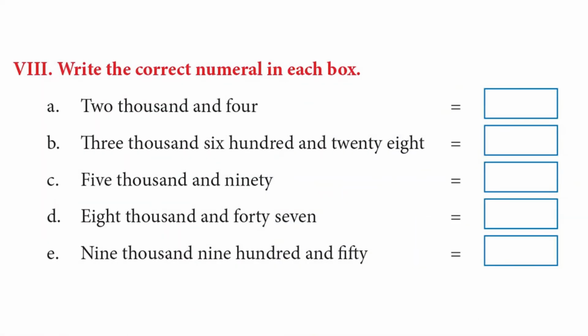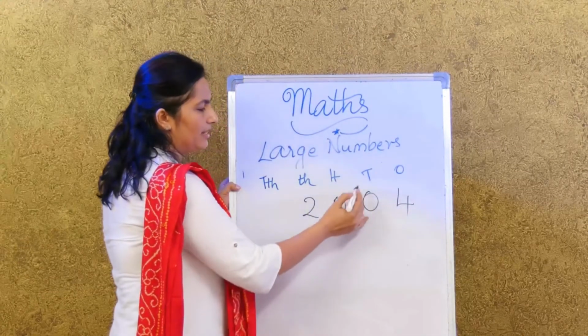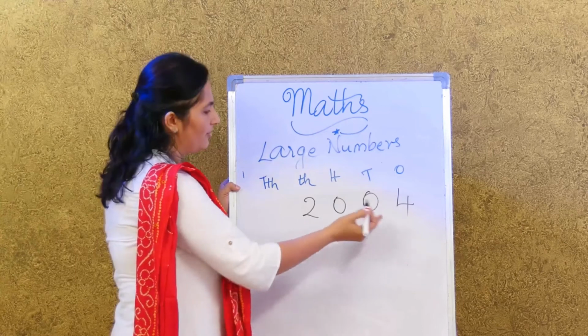Okay. So, moving on, let us go to page number 62. Write the correct numeral in each box. So, the first one is 2004. So, how will you write it? 2004. So, the hundreds and tens are 0. So, this is how you will write 2004.